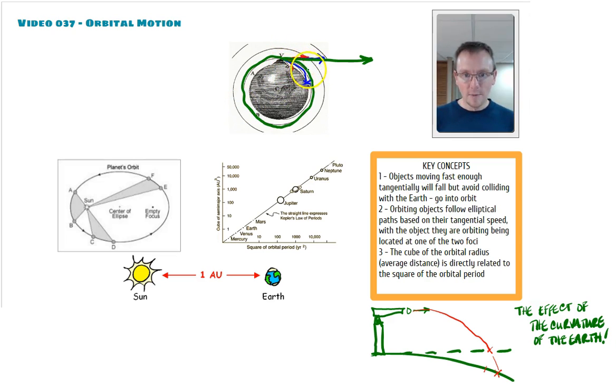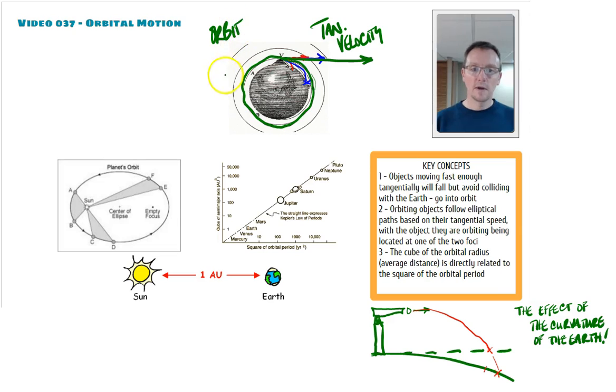As the cannonball was falling, it continued to fall, right? It didn't stop falling, but it had enough tangential velocity, right? That's that tangential velocity from the last unit. It had enough speed to the side to avoid colliding with the Earth. So it continued to fall, but it didn't hit the Earth. And so that's what we call being in orbit.